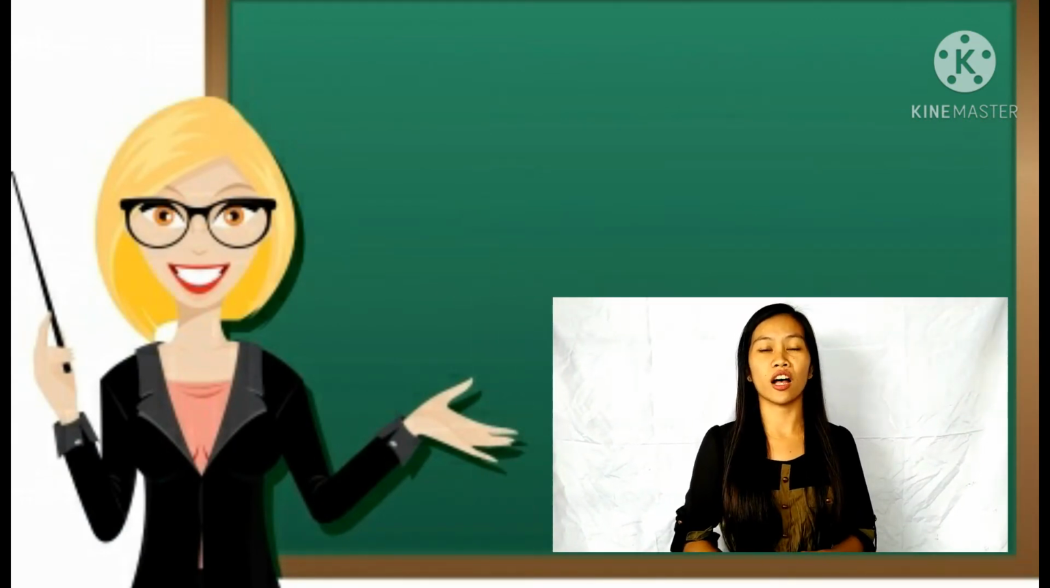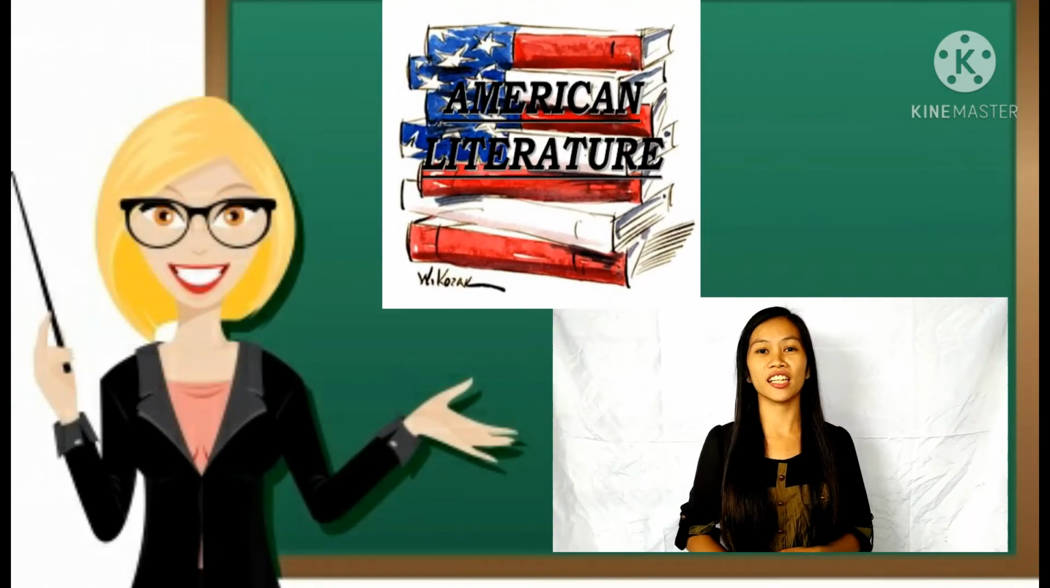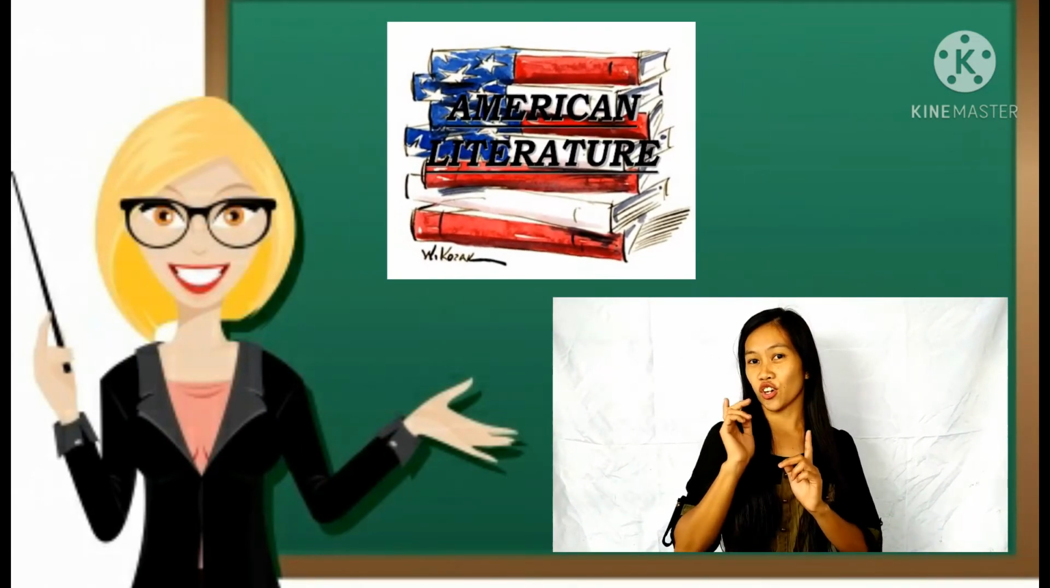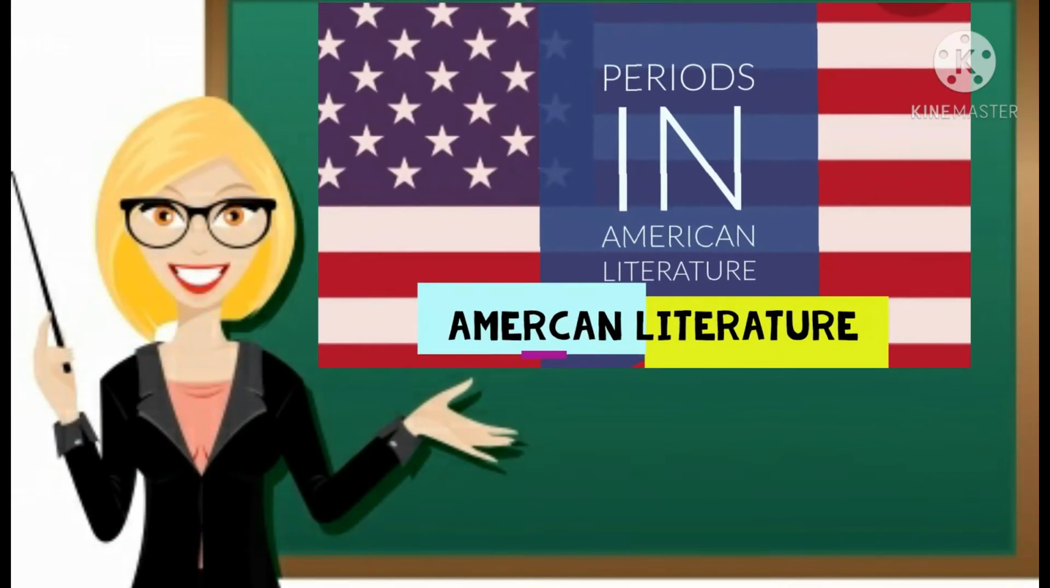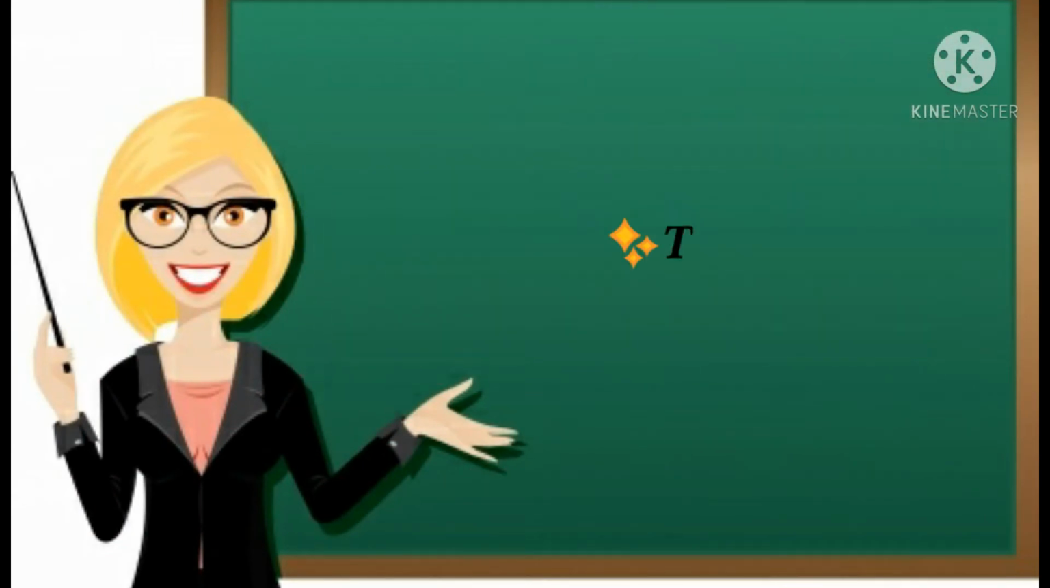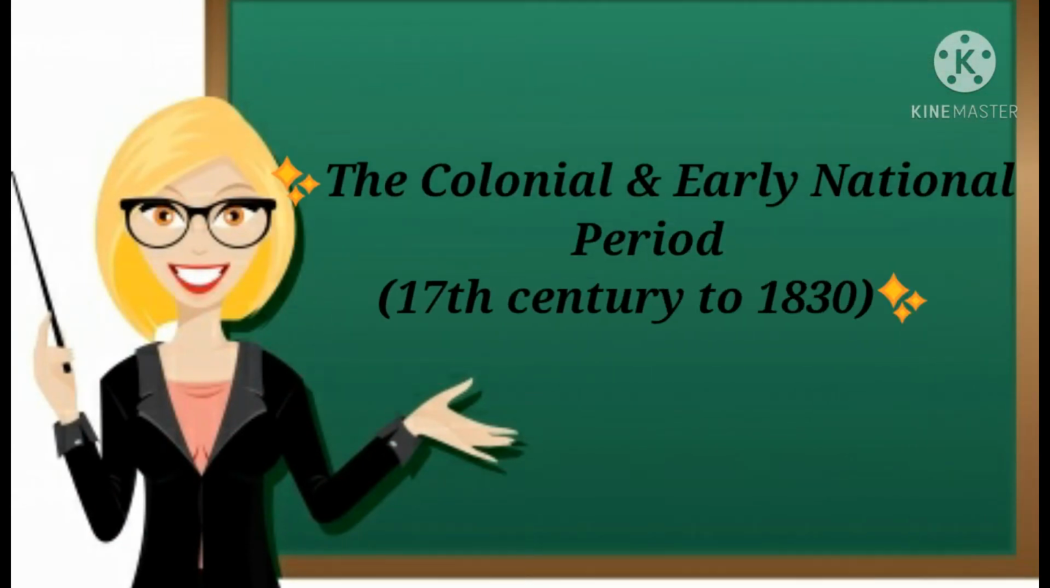a video which is all about the highlights of American literature. So, enjoy watching! Let us start with the five major periods of American literature. The first is the colonial and early national period during the 17th century to 1830.